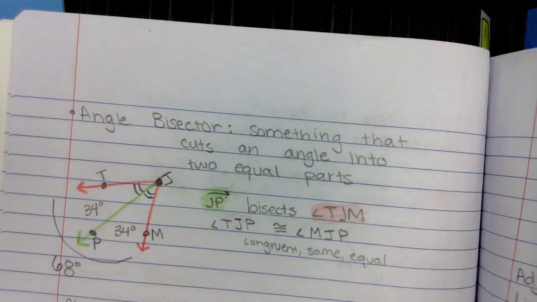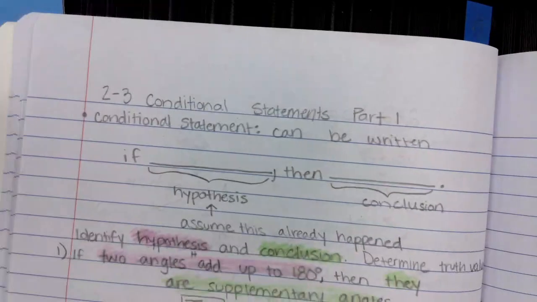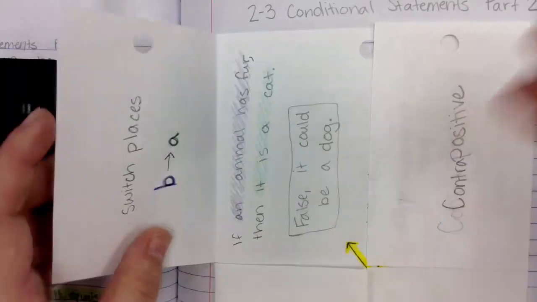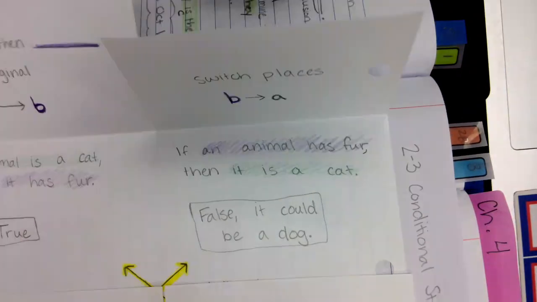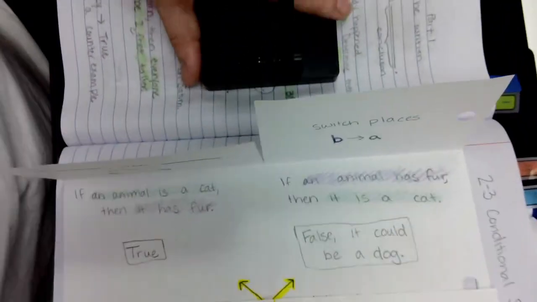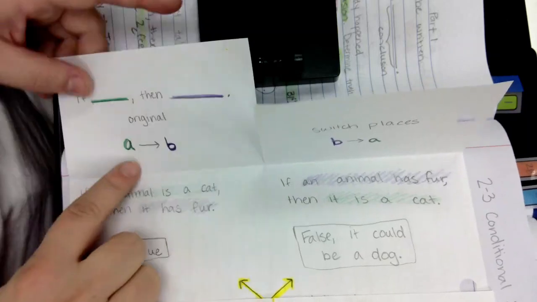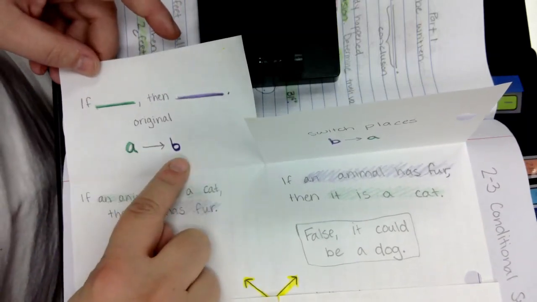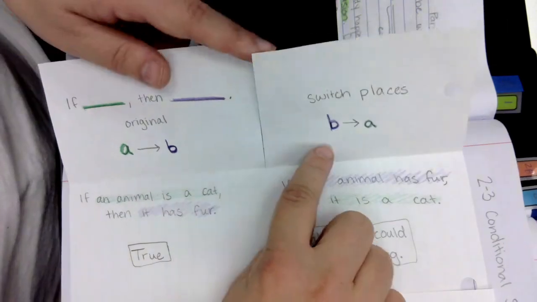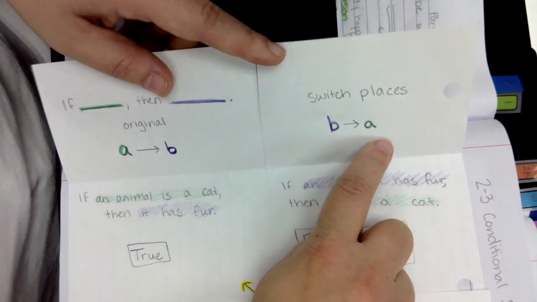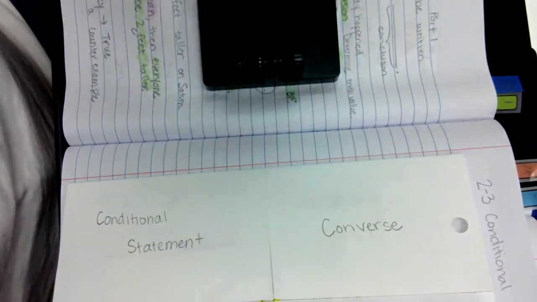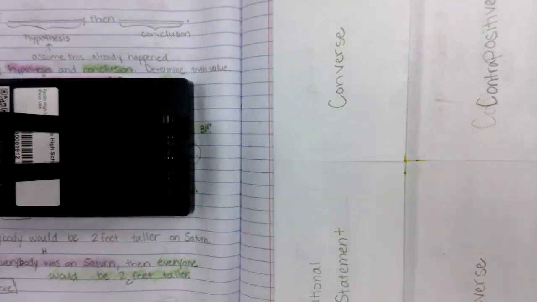So that's what we were looking at in that chapter. So converse was when we had switched places. So we were dealing with that conditional statement. A conditional statement was that if-then statement, A goes to B. And then our converse, we switched those places as B goes to A. Okay, so converse means that we switch those places of our hypothesis and conclusion.